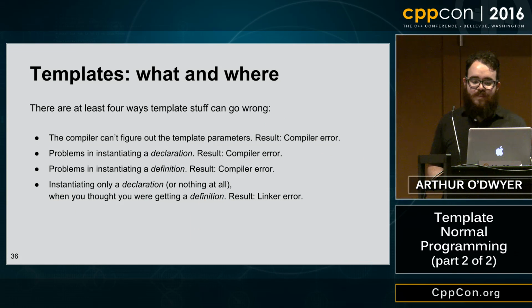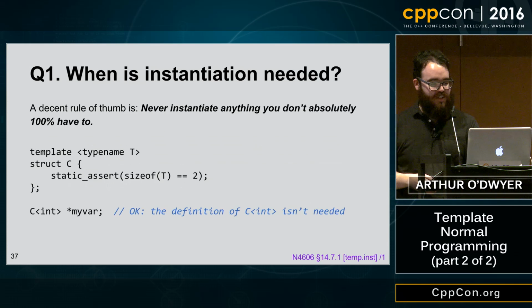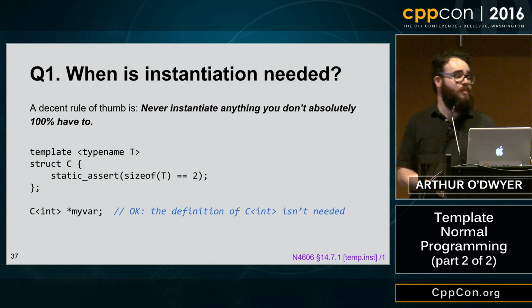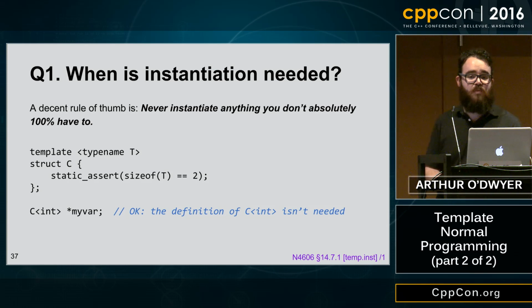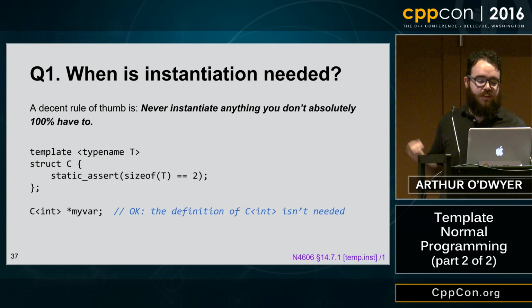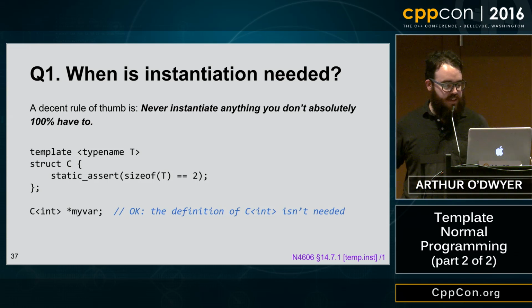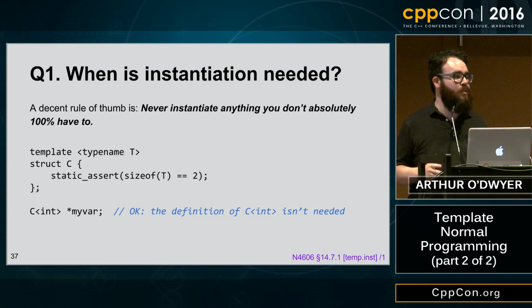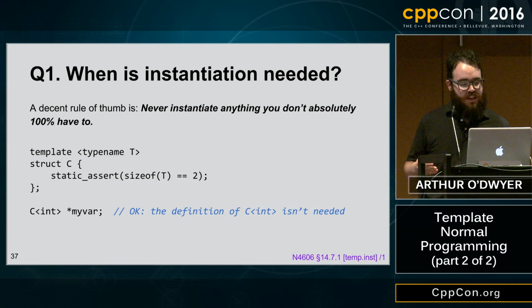There are at least four ways template stuff can go wrong. We're going to talk about some of them now. When is instantiation needed? A decent rule of thumb is never instantiate anything you don't 100% have to. And this is a decent rule of thumb for understanding the compiler's point of view. When the compiler sees something like this, I have a template here, and it has a static assert inside it that says sizeof(T) is 2. And I'm trying to instantiate this class with int. Now, sizeof int is not 2. Sizeof int is 4 for most people. I'm going to assume that it is for these slides.